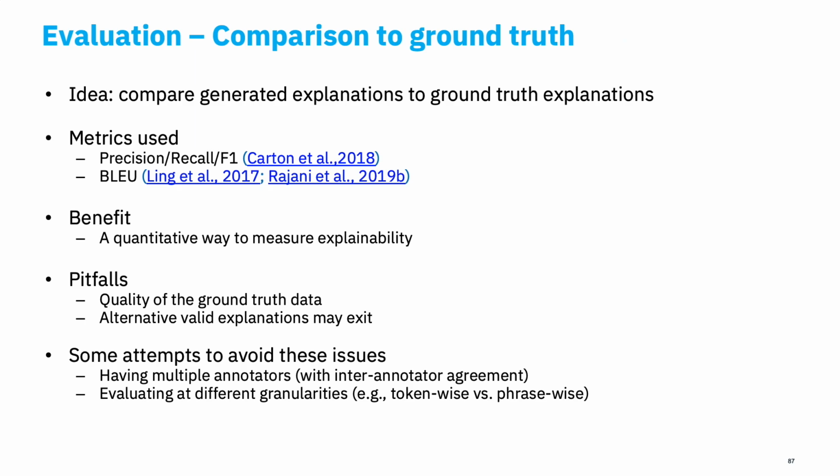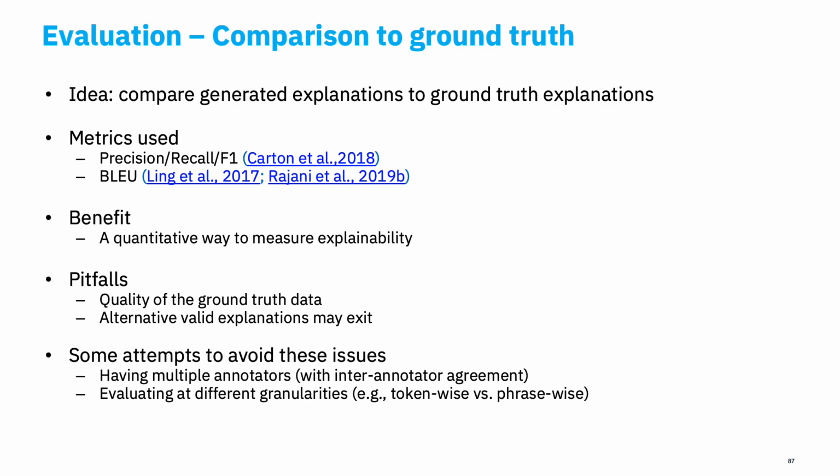Several works compare generated explanations to ground truth data in order to quantify the performance of explainability techniques. Employed metrics vary based on task and explainability technique, but commonly encountered metrics include precision, recall, F1 scores, and BLEU scores. While having a quantitative way to measure explainability is a promising direction, care should be taken during ground truth acquisition to ensure its quality and account for cases where there might be alternative valid explanations.